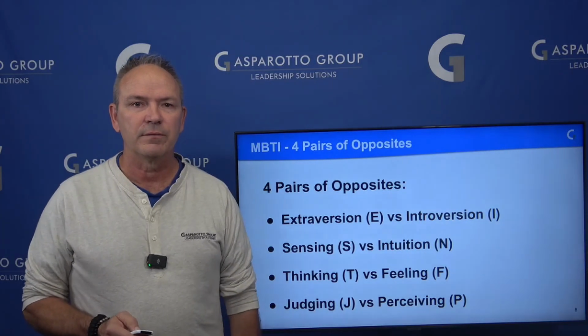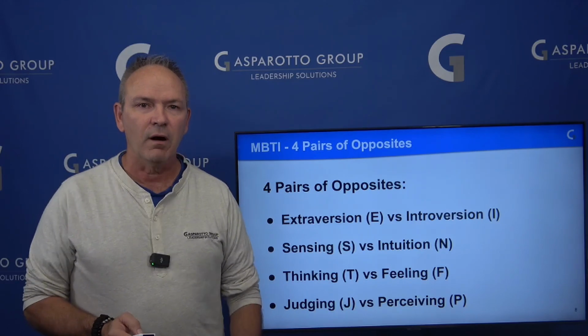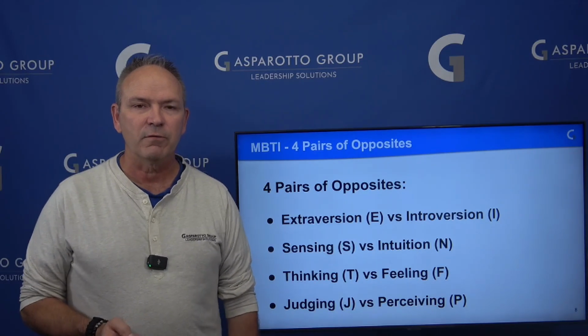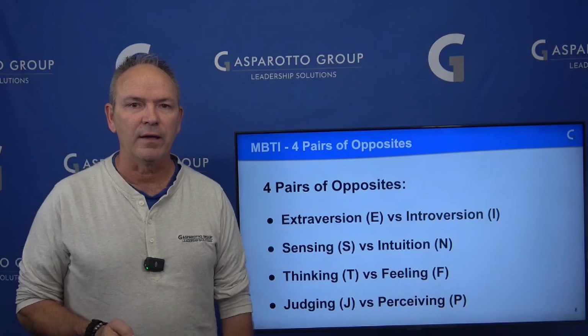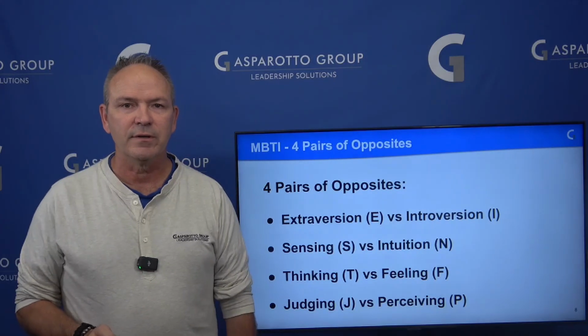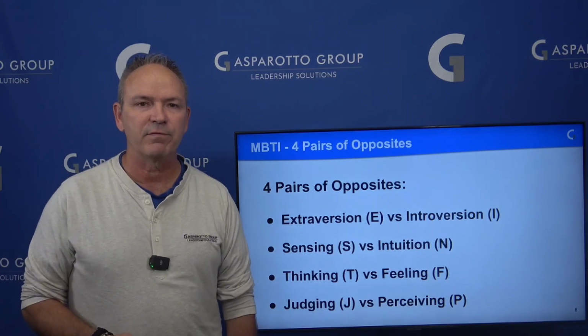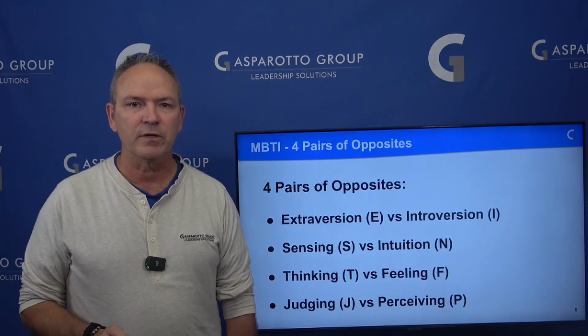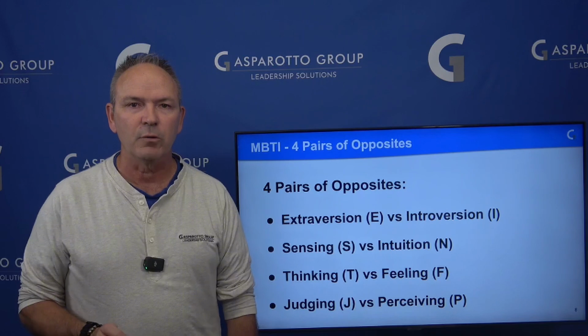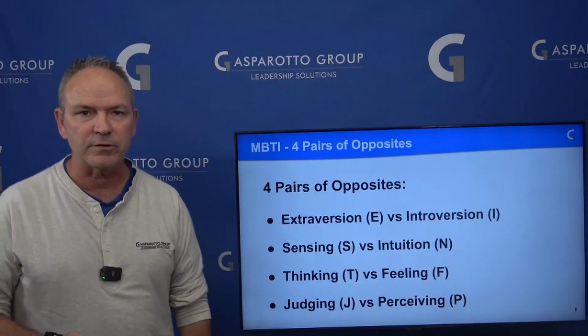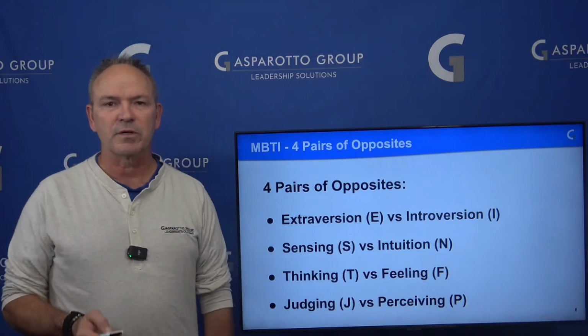These 4 pairs of opposites are extroversion versus introversion, E versus I, sensing versus intuition, S versus N, thinking versus feeling, T versus F, and judging versus perceiving, J versus P. Note the uppercase letters beside each preference. The significance of this will be discussed shortly.